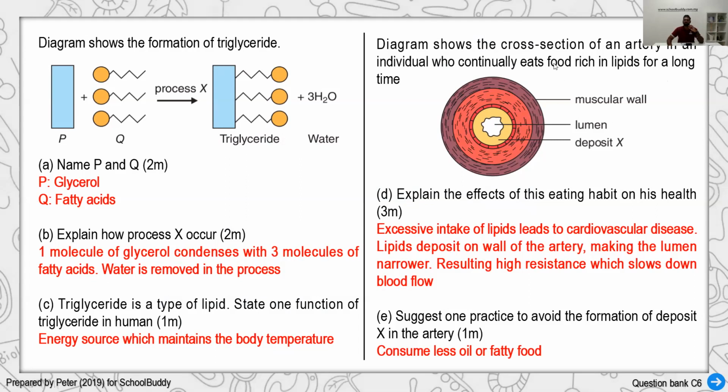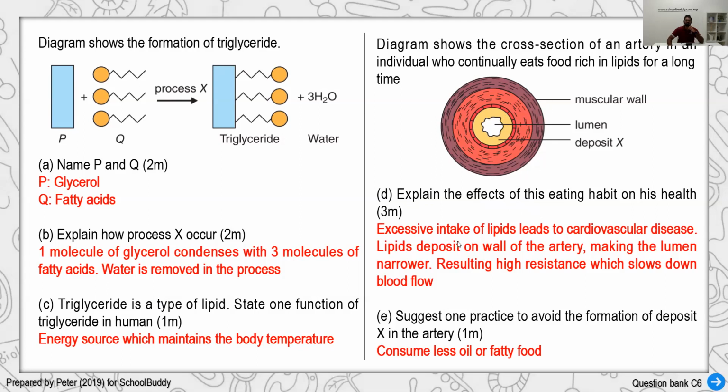This diagram shows a cross section. Cross section is basically a cut through certain parts, and this is a blood vessel. You can see this blood vessel is made up of a muscular wall. The lumen is the middle opening, and there's a yellow colored product, which is the deposit X. The question is asking what caused this deposit X to be there. This deposit X is basically the fat inside your blood vessels.